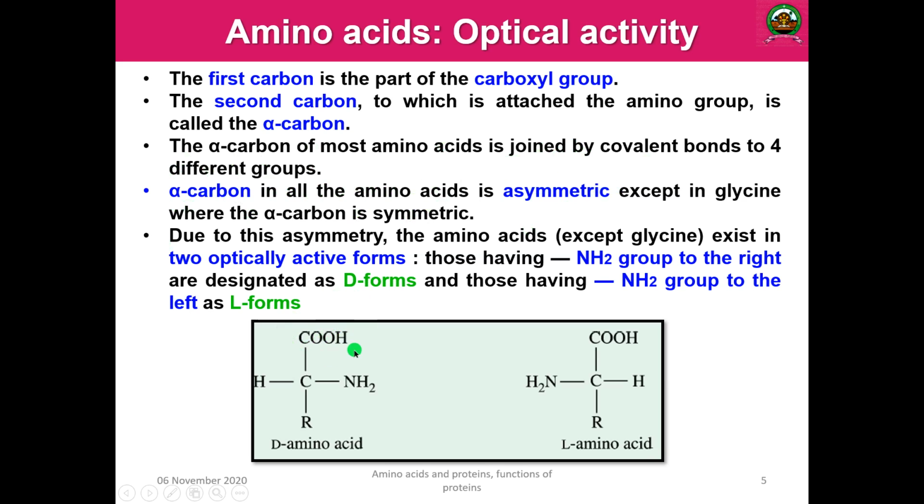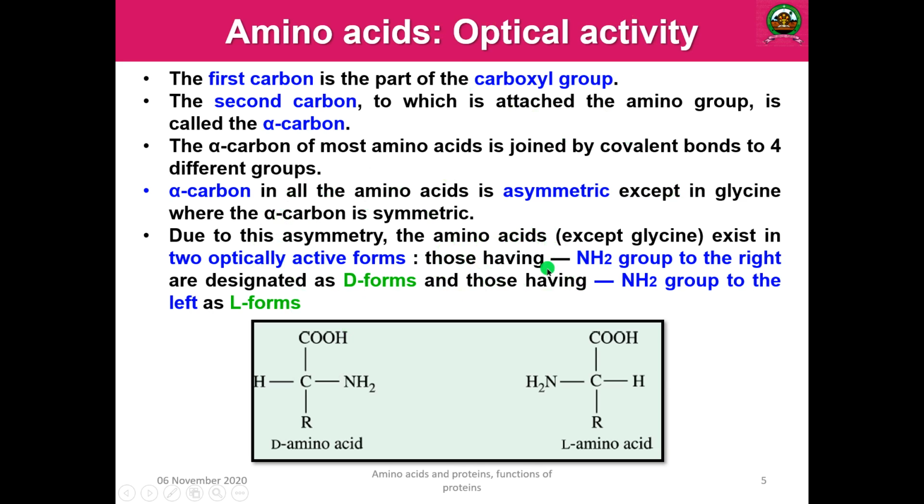Here you can see the 4 different valencies of the carbon atom are satisfied by 4 different groups of atoms. Such kind of compounds are known as asymmetric compounds, or asymmetric carbon atom, or chiral carbon atom. We have already discussed this. So due to this chiral carbon atom or asymmetric feature, the amino acid except glycine can exist in 2 optically active forms. This is very, very important.